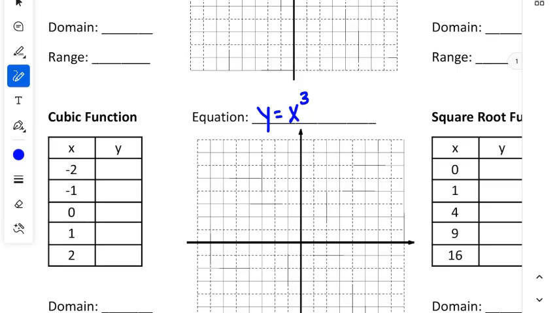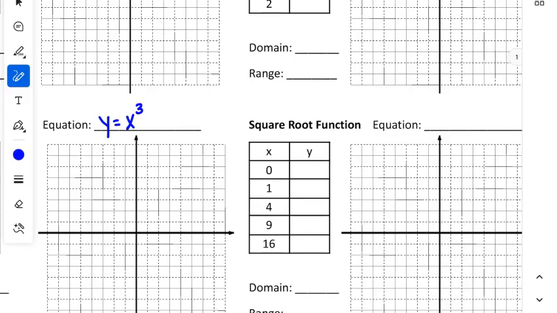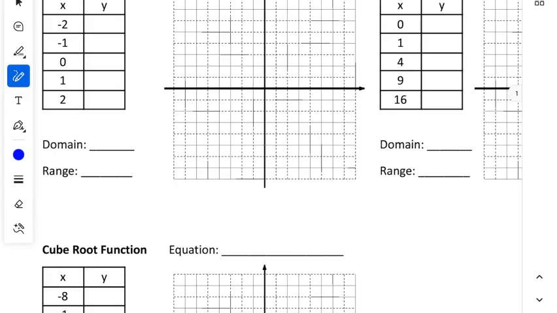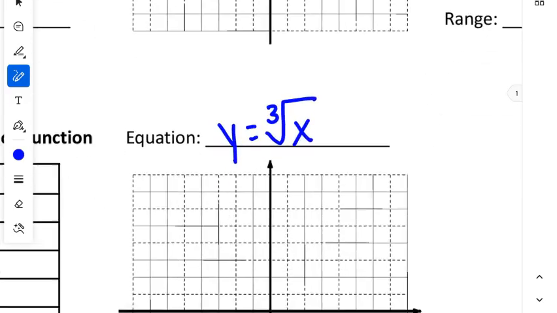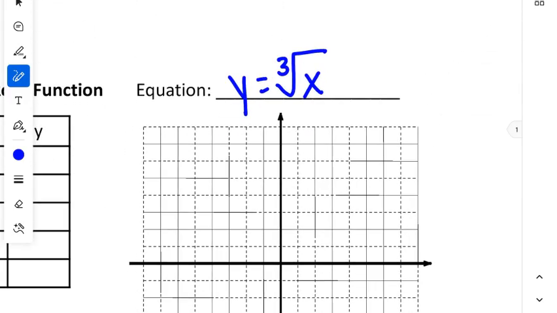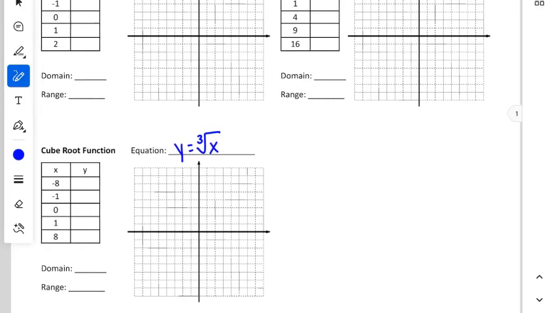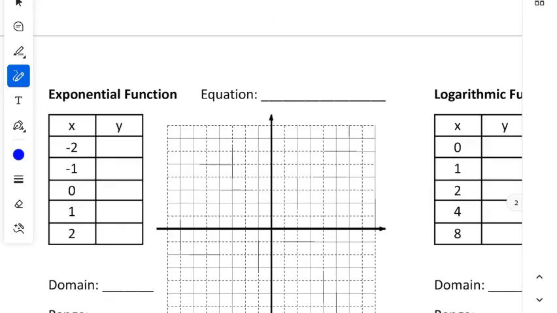Next one. All right. What do you think cubic is? Square root. What's the square root? What is cube root? Yeah, so that's called the cube root. Y equals cube root x. Whatever's in this little crack is what the value is. So usually it's 2 if there's nothing in there. It's 3 in this case because it's cube. All right, next page.